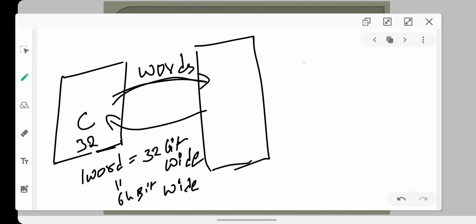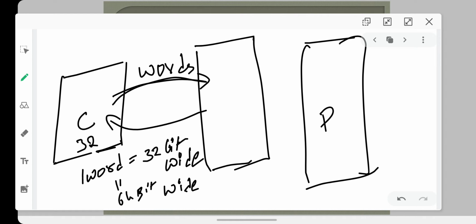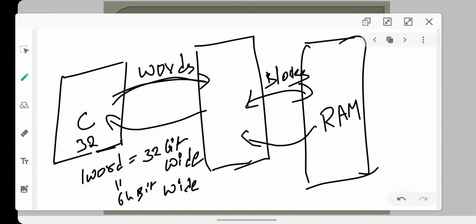The data being communicated between the main memory and the cache is in terms of blocks. Always, blocks of data are brought from RAM to the cache, and those blocks are communicated to the processor in terms of words. As I have told, one word is 32-bit wide here.